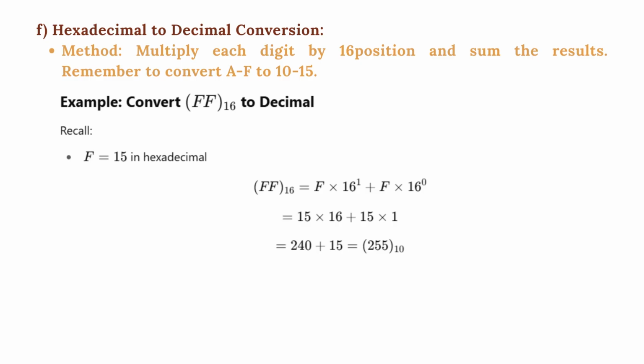Convert FF to decimal. We know that F is 15 in hexadecimal. Then we need to multiply by powers of 16. F into 16 to the power 1 plus F into 16 to the power 0. By adding, we'll get 255. That is the decimal form of FF hexadecimal.